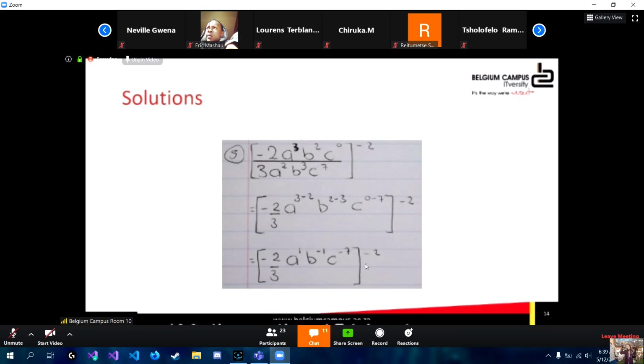I'll go through that again. Simplify the bracket first. The a's on their own because it's the same base. A to the power of 3 divided by a squared is the same as a to the power of 3 minus 2. B squared minus 3 because it's division. C to the power of 0 minus 7 because it's also division. Then you're going to raise each term in the bracket to the power of negative 2 because that negative 2 is affecting each term in the bracket.